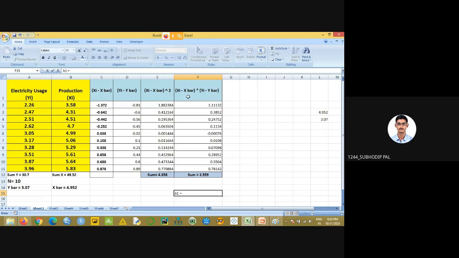The B1 formula is the sum of xi minus x bar into yi minus y bar, which is 3.559, divided by the sum of xi minus x bar whole square, which is 4.358. This is the value of B1.